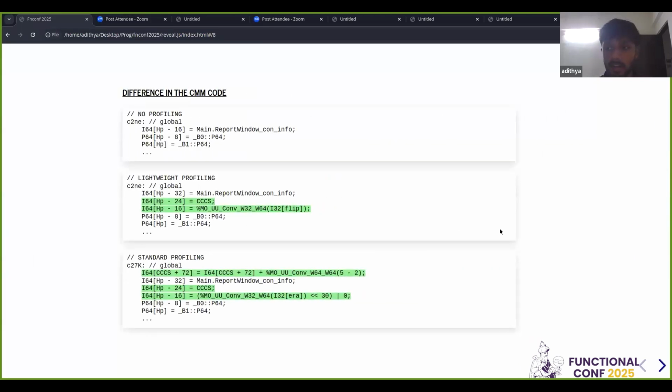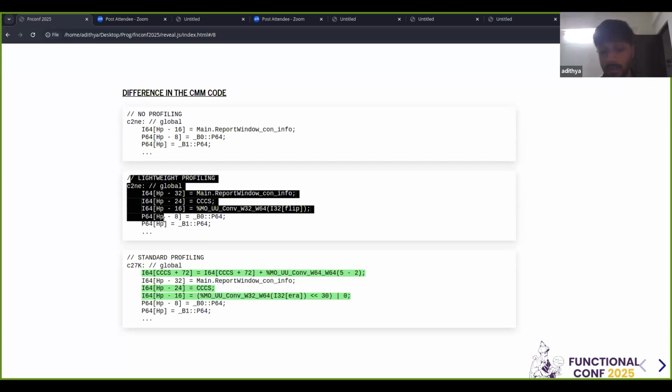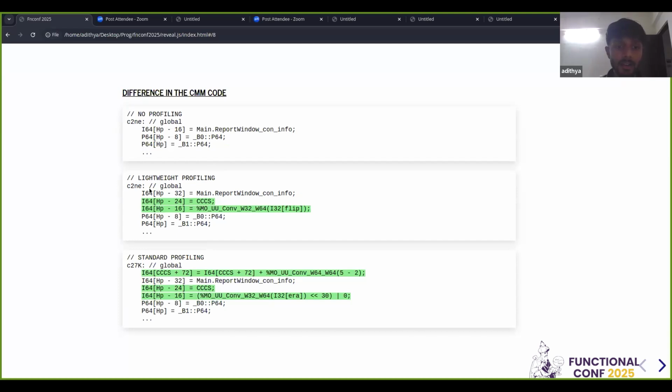So if we look at the CMM code generated for all three different modes, right? CMM code generated without profiling, CMM code generated with the lightweight profiling that this talk is about, and the standard profiling. You can see that the only thing that is added in this lightweight profiling is storing of the GCID. The CCCS actually has the GCID. So it stores the GCID and it takes care of one more flip bit, but this we can ignore. We don't need to really understand the program here. You just need to understand the diff, right?